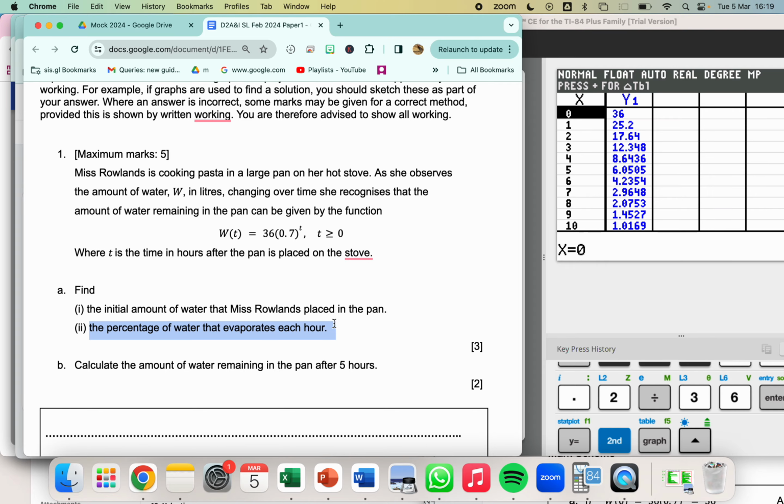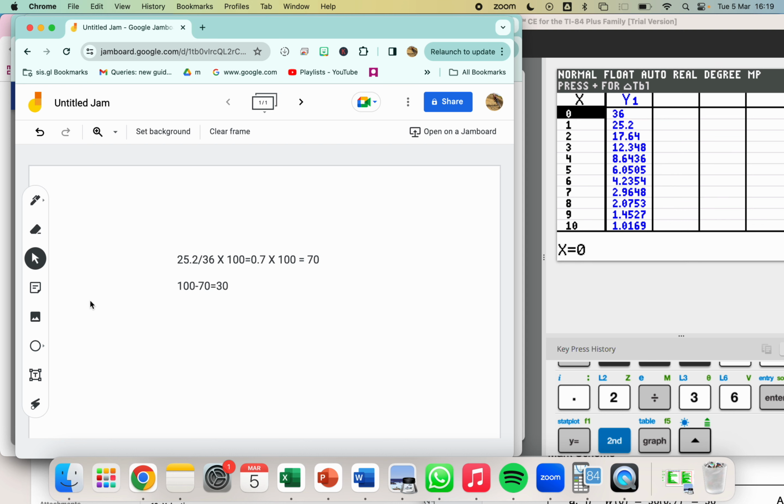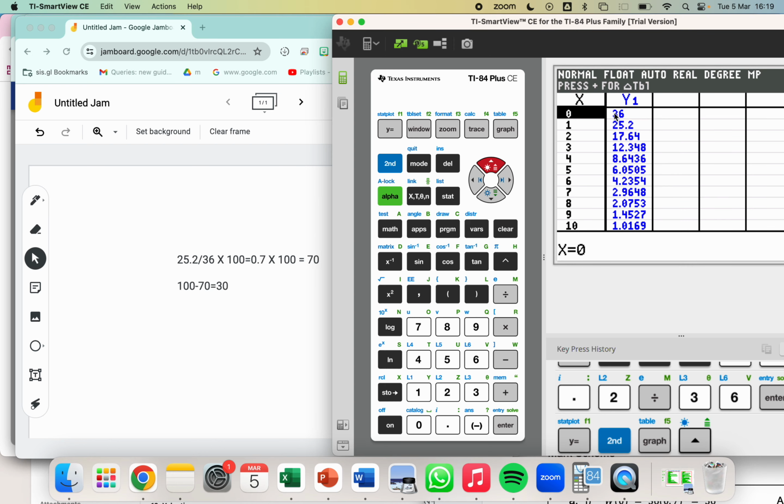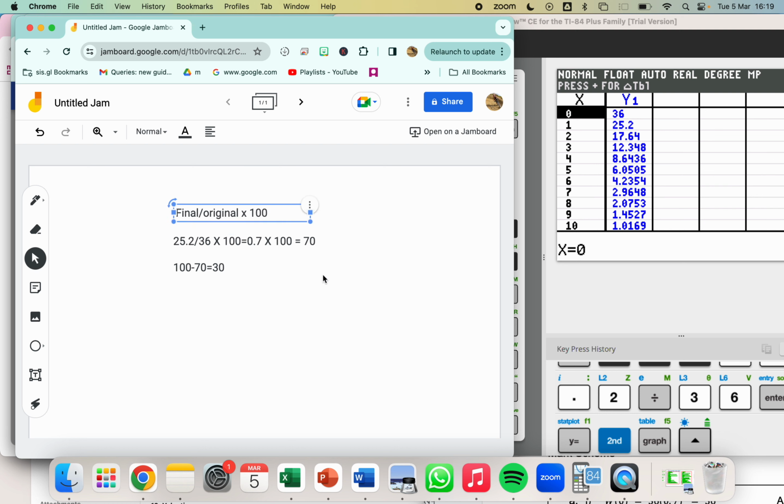Find the percentage of water that evaporates each hour. For this, we need to go to Jamboard. So if we have a look, it goes from 36 to 25.2 to 17.64, and this is the number of litres of water. So how do we work out percentage change? Well, we're going to go from the final amount to the original amount. So final divided by original times by 100 is going to give you an answer to do with percentages.